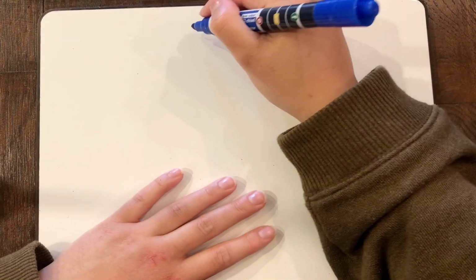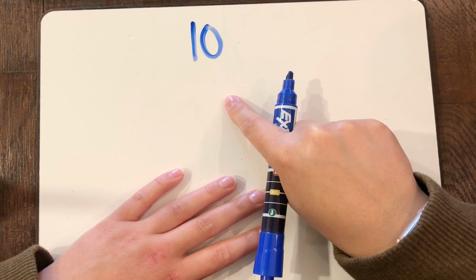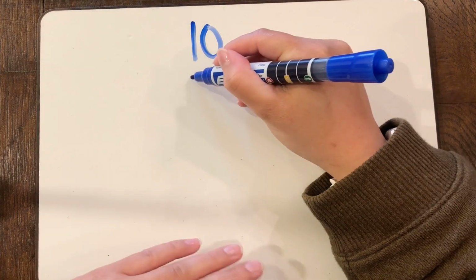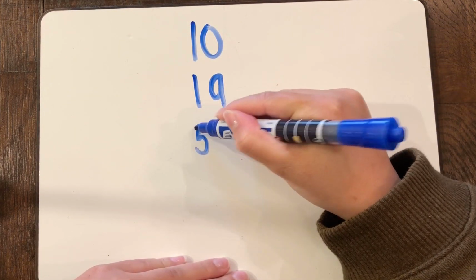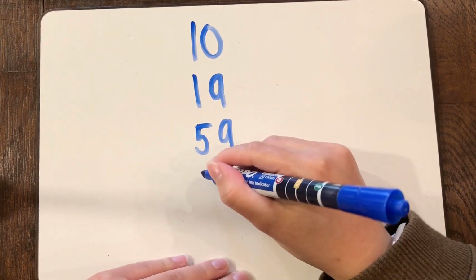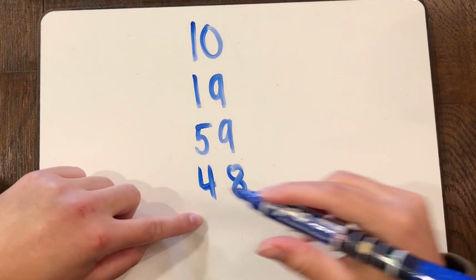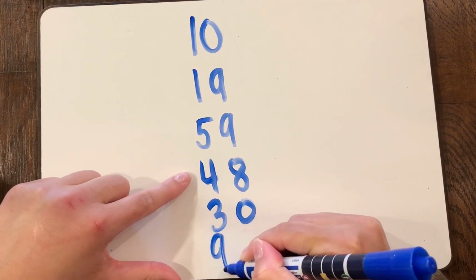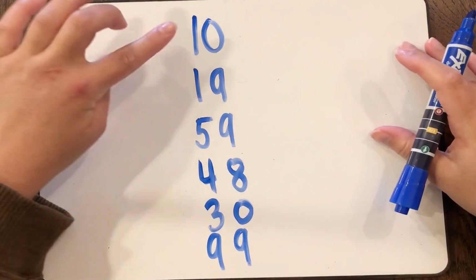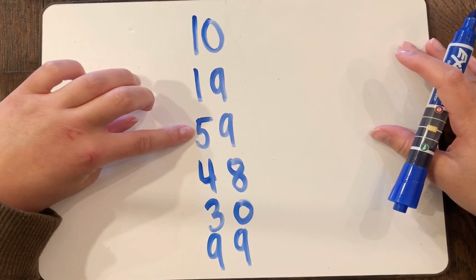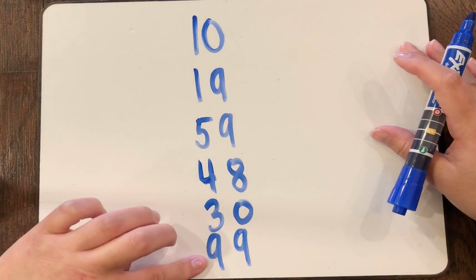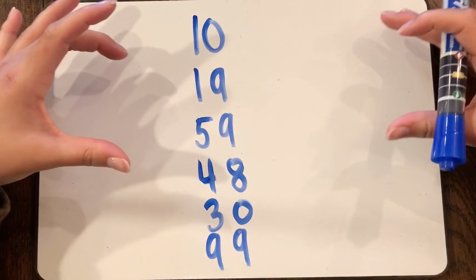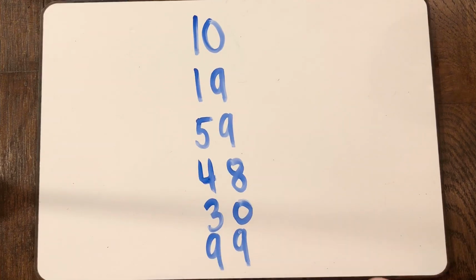All right, here are your numbers. 10. I know it seems like it won't be hard, but I promise it might trick some of you. All right, I have 10. I have, let's see, 19, 59, 48, 30, and then my last one is going to be my trickiest one, 99. Oh my goodness. So we have 10, 19, 59, 48, 30, and 99. You are going to do this in your workspace. You're going to write the number, draw it with base 10 blocks, expand it. When you're done, have your adult take a picture and then send it to your teacher.